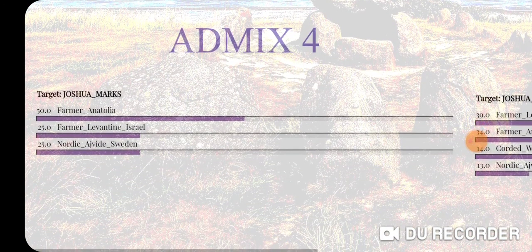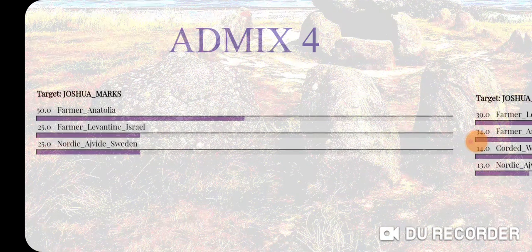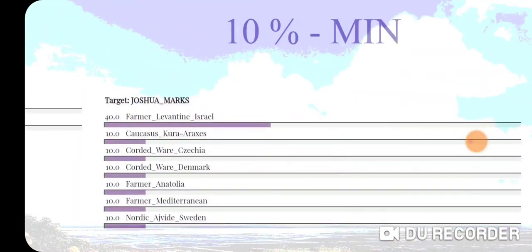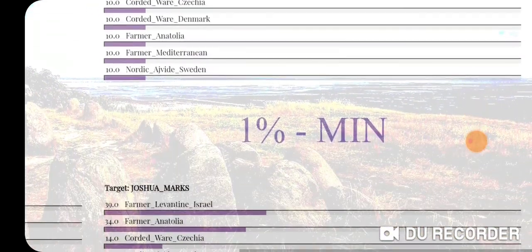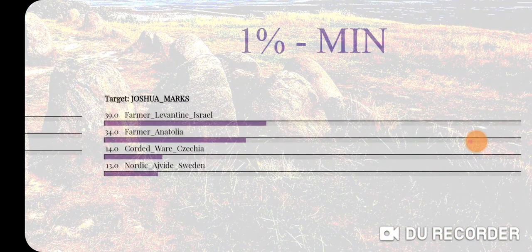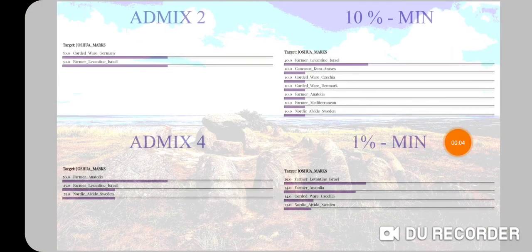Israel. Admix 4, 50 farmer Anatolia, 25 farmer Levantine Israel, 25 Nordic Agvid Sweden. 10% minimum, 40 farmer Levantine Israel, 10 Caucasus Kura Araxes, 10 corded ware Czechia, 10 corded ware Denmark, 10 farmer Anatolia, 10 farmer Mediterranean, 10 Nordic Agvid Sweden. And finally, 1% minimum, 39 farmer Levantine Israel, 34 farmer Anatolia, 14 corded ware Czechia, and 13 Nordic Agvid Sweden.